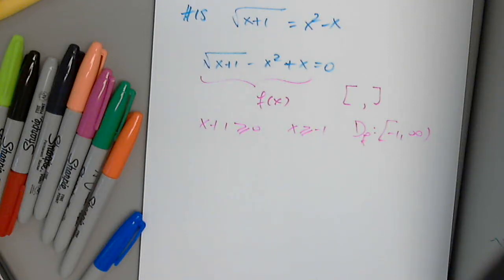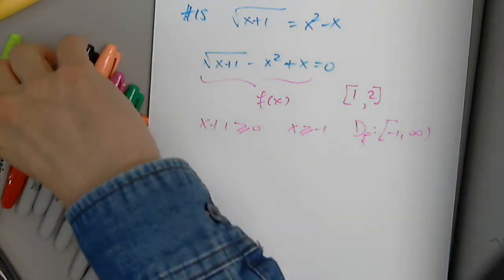Savannah already did the work for us, and she said 1 to 2. She plugged in 1 in the function, she plugged in 2 in the function, and it appears that the function changes sign somewhere between 1 and 2. Good. Now we have to write Newton's method, and here it is.